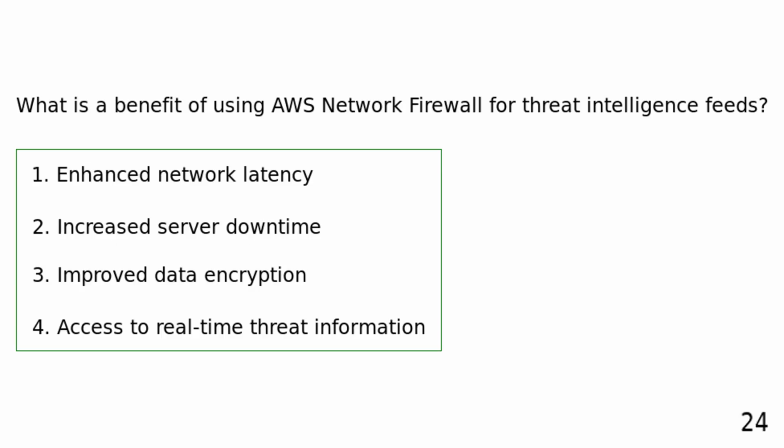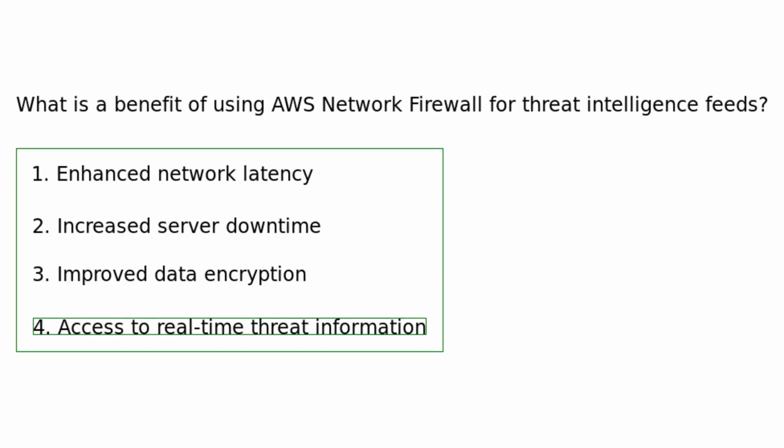What is a benefit of using AWS Network Firewall for threat intelligence feeds? Enhanced network latency. Increased server downtime. Improved data encryption. Access to real-time threat information. AWS Network Firewall provides access to threat intelligence feeds, giving users real-time threat information to bolster network security.